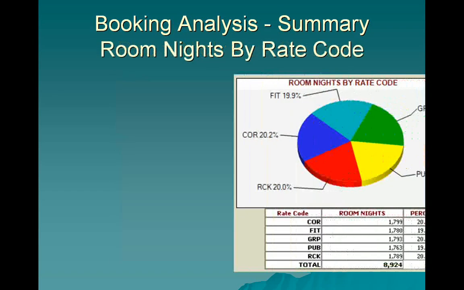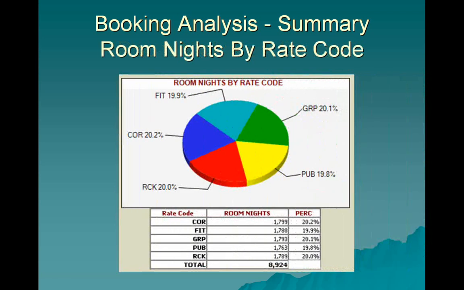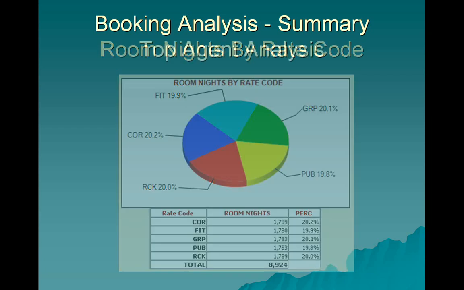The Booking Analysis Room Nights by Rate Code Summary Pie Chart depicts reservation information by reservation rate codes. This chart displays the count and percentage distribution for each rate code. This information is also invaluable to the sales and marketing department, since it reports the business generated for each rate code in relation to total room sales and the effects of implementing different pricing strategies.